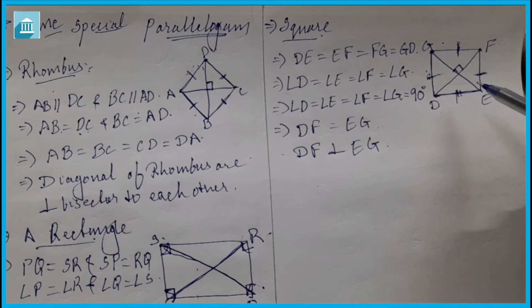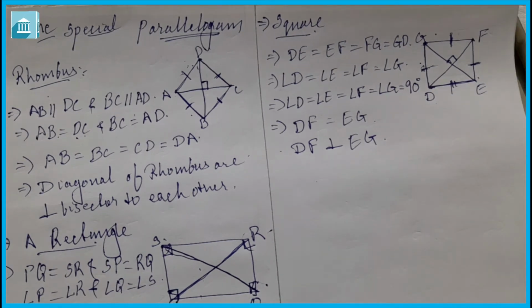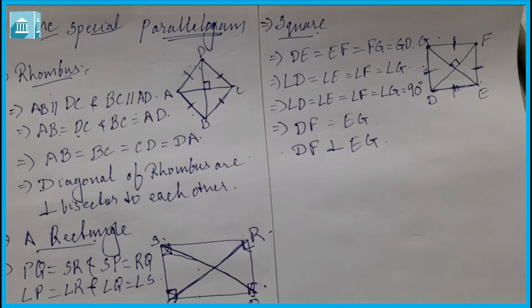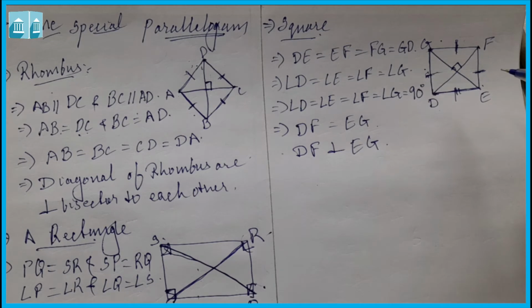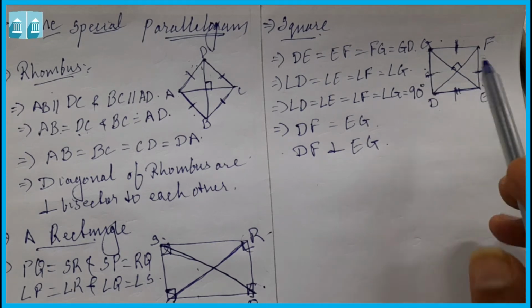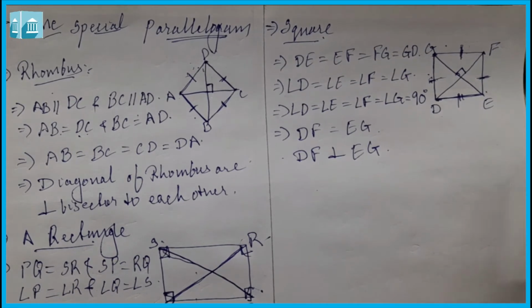So these are all the properties of a square. We can say that a square is a parallelogram, a square is a rhombus, and a square is a rectangle as well, because it possesses all the properties of a parallelogram, all the properties of a rhombus and all the properties of a rectangle also. So the square is a very special parallelogram.